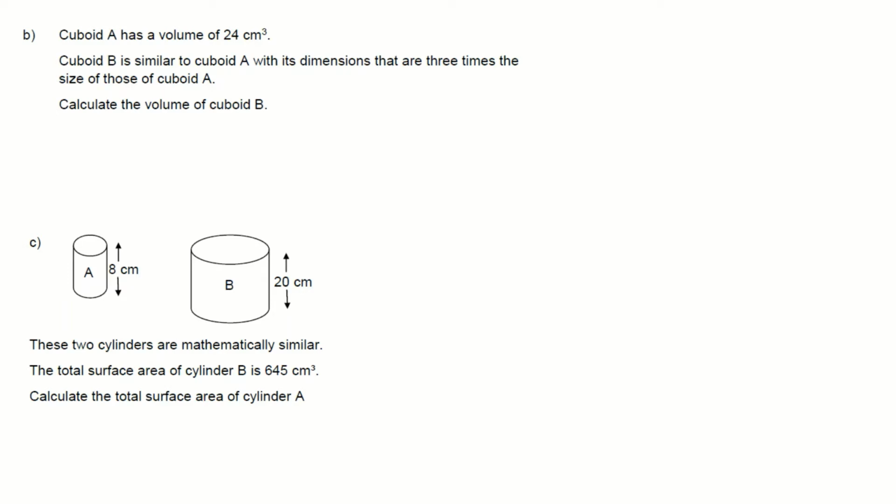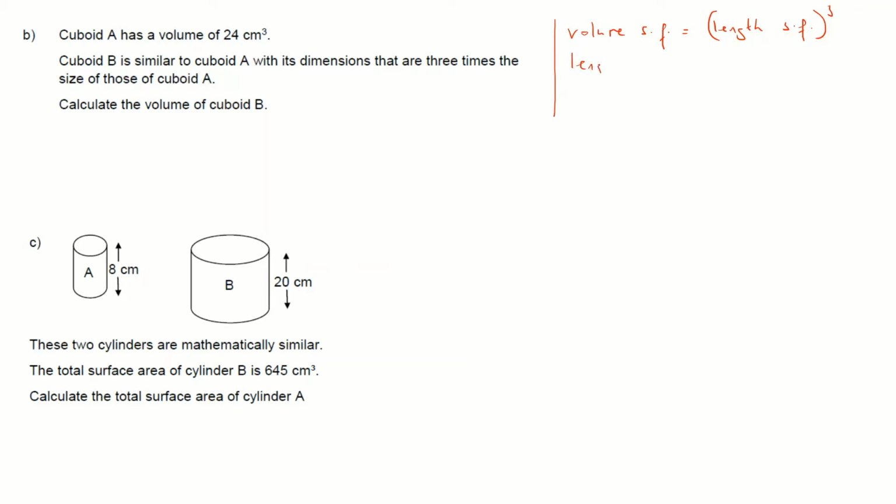Right, part B then, more complicated. So cuboid A has a volume of 24 cm cubed, and cuboid B is similar to cuboid A, but its dimensions are 3 times the size. Find the volume of cuboid B. Well, for this one, an important thing we noticed in lessons is that this question is dealing with volumes. We found out that the volume scale factor was equal to the length scale factor cubed.